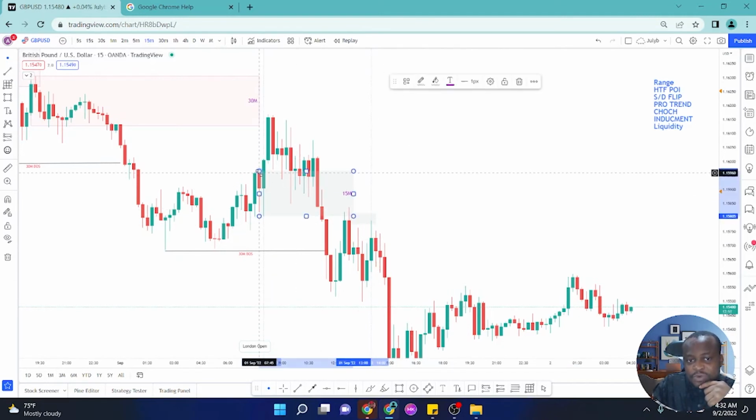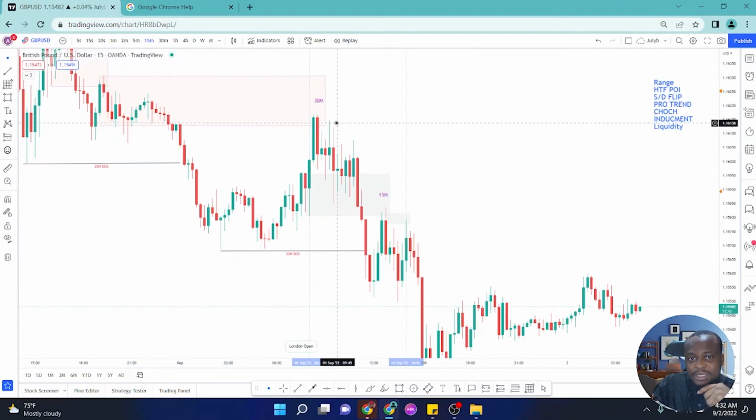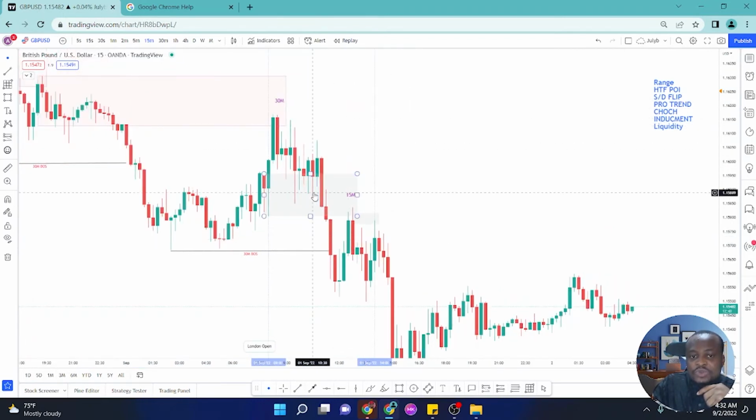Look at this POI. This is a demand, but it failed. This demand failed, right? Remember, we are coming from this 30-minute POI during the London session. So this demand here failed. The market was not able to pull back properly when it got to this demand yesterday. So it now broke this demand. That is to show you that the market is still on a downtrend. That is why it's no good.